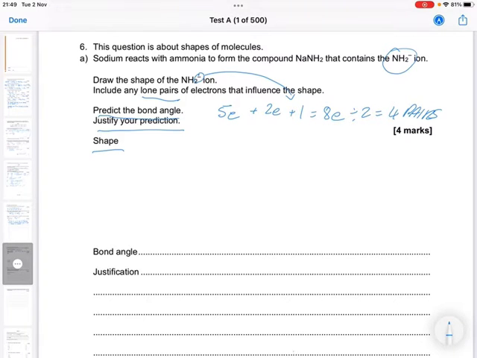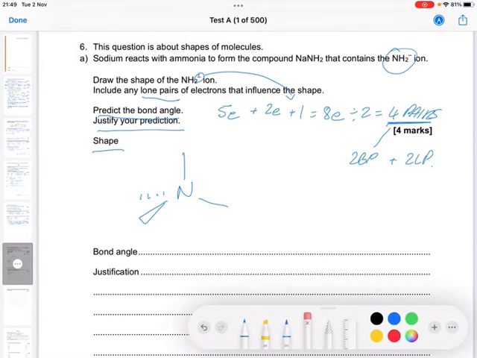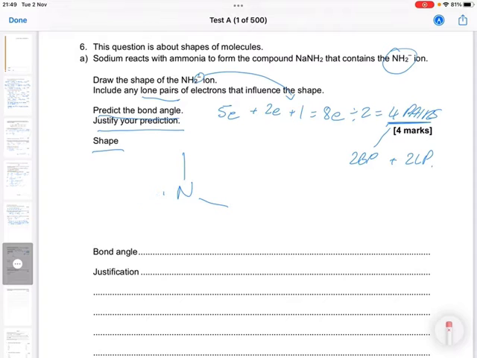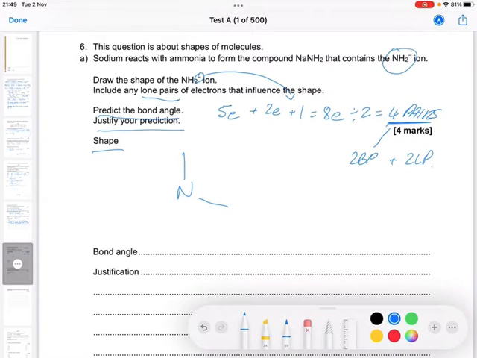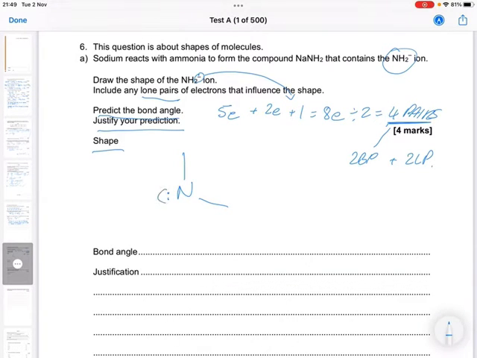So let me put nitrogen in the middle. There's nitrogen. Let's draw my tetrahedral shape, only with the 4 pairs that I've got. Now I've only got 2 hydrogens on there, so 2 of them are going to be bonding pairs. And if I've got 4 pairs, that means 2 of them are going to be lone pairs. So I need to rub 2 of my pairs out and replace them with lone pairs. 1 there, 1 there. Put the hydrogens on the end, which gives me that.